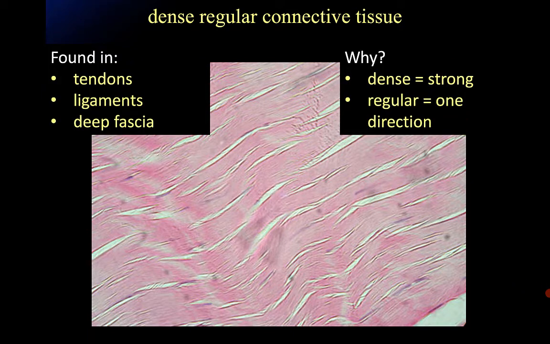So when we think about this, the dense means this will be strong because there are a lot of fibers. The regular means all the fibers go in the same direction, which means that that strength is in one particular direction, and we find it in places where the pull is in a single direction. In tendons, where we're going to have muscles attaching to bone. Ligaments, where bone is attaching to bone. And of course our deep fascia, which can be serving as a tendon or serving similar functions. It can actually bridge from bone to bone as well, but also forms a nice wrapper which will compartmentalize our limbs as well.